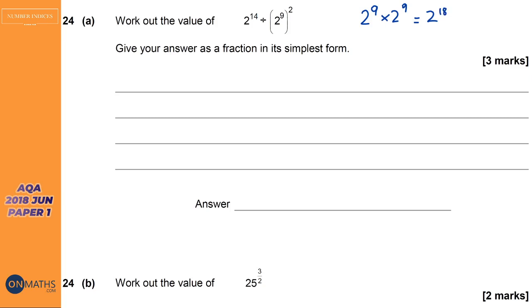Simple as that. So we can rewrite this question as 2 to the 14 divided by 2 to the power of 18. Now the rules of indices say that when you divide, you take away the indices. So this is going to be 2 to the power of 14 take away 18, which is minus 4. As you might remember before, if there's a negative there, we flip it. So it becomes 1 over 2 to the power of 4. And 2 to the power of 4 is 2 times 2 times 2 times 2, which is 16. So the answer to this is 1 over 16.